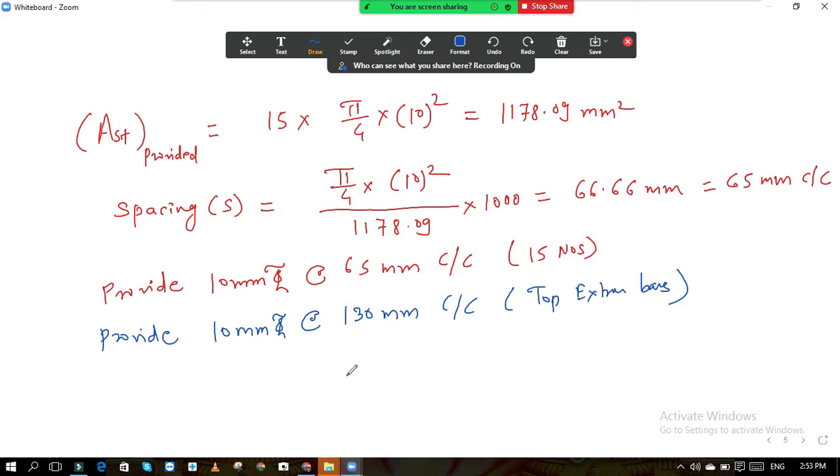In the next lecture we will calculate the distribution steel, and then we will draw the diagram of the staircase. In this unit only two types of problems are there: design of dog-legged staircase and design of open well staircase. After finishing this problem we will move to the open well staircase in the next lecture, after which your first unit will get over. So we will meet in the next lecture tomorrow.